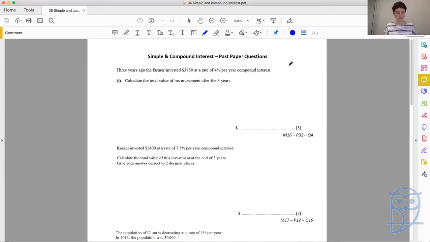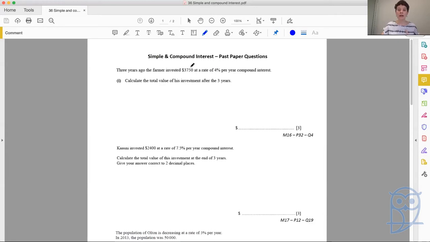Okay, so 3 years ago, the farmer invested. This is a lead on from a previous question, all about a farmer doing things with money. 3 years ago, he invested $3,750 at a rate of 4% per year compound interest. Calculate the total value of his investment after the 3 years.